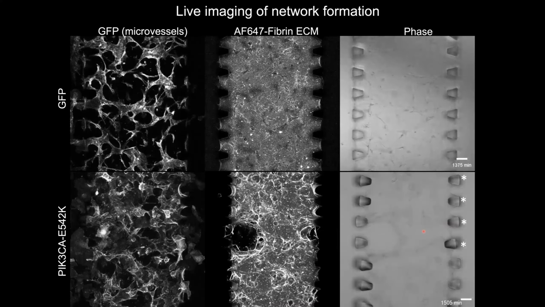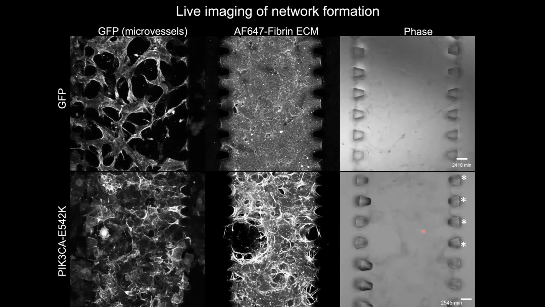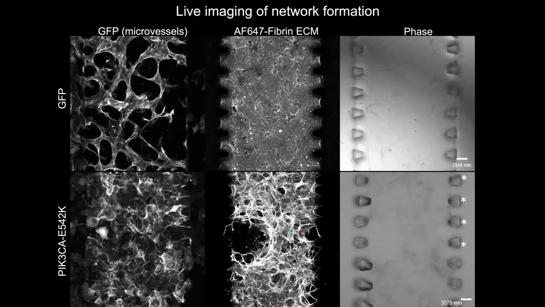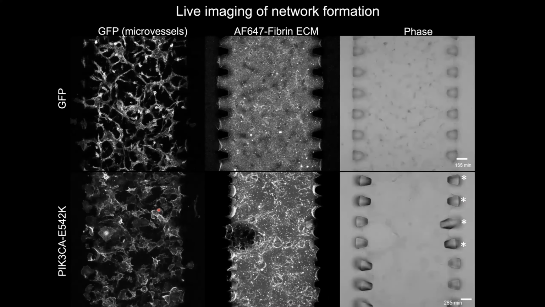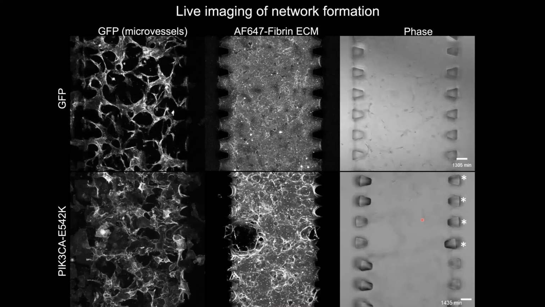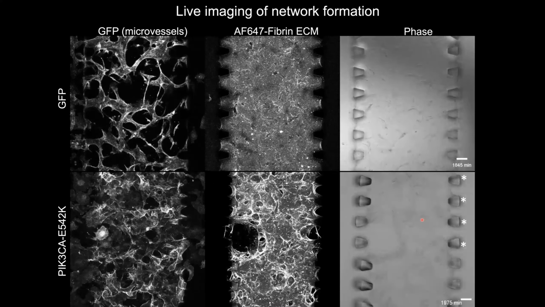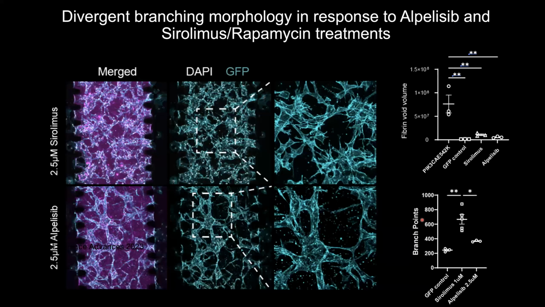So this suggests that in addition to degradation of the matrix, there's something about cytoskeletal regulation that is off or different in these cells, which would be consistent with what we saw in 2D, to be clear, but that these forces are being transmitted across maybe a tissue length scale, suggesting some involvement of the cytoskeleton in these structures.